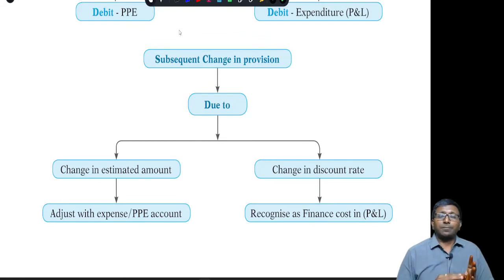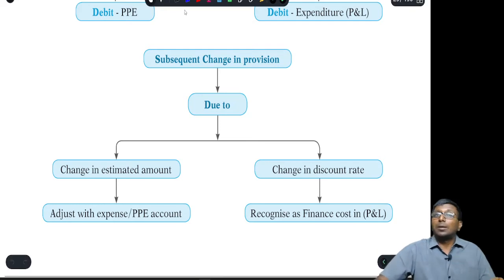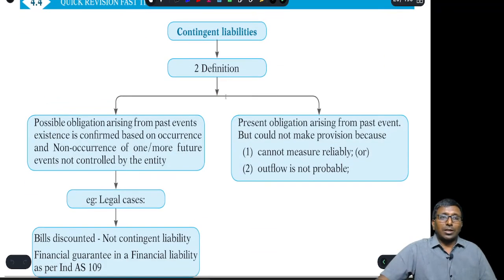That can be because the amount has changed, or the rate has changed. Just now we took the Government of India bond rate, and that rate also can change. If the change is in the expected amount, then you are increasing or reducing the provision, and the corresponding entry should be given to either PPE or to profit and loss, whichever you initially did. If the change is because of the change in the interest rate, that is the Government of India bond yield rate, then it should be charged to finance cost, that is profit and loss. Okay, right, let's look at that.